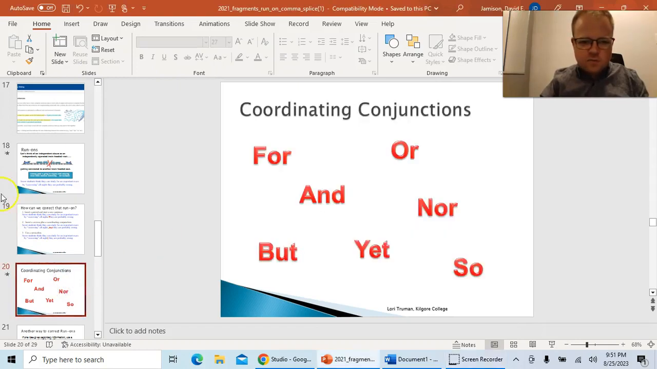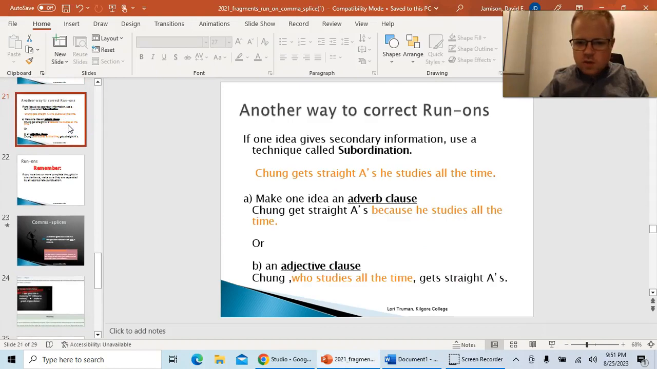Here's the FANBOYS. All right. And then this one's talking about subordination. Chung gets straight A's. He studies all the time. There should be something breaking this up right here. And the way that they've actually fixed this is they've added because. He gets straight A's because he studies all the time. Or, Chung, who studies all the time, gets straight A's. All right.